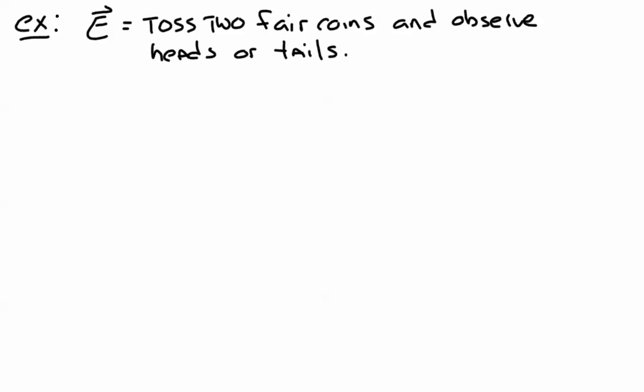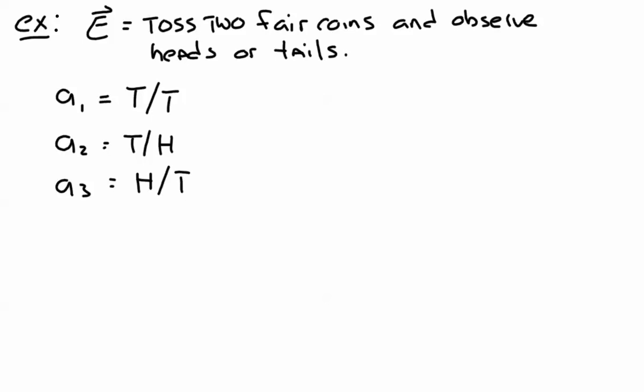It should be clear to you that there are four possible outcomes. We might list them like this. A1 is tails, tails. A2 might be tails, heads. A3 might be heads, tails, and A4 will be heads, heads. So there are four possible outcomes.